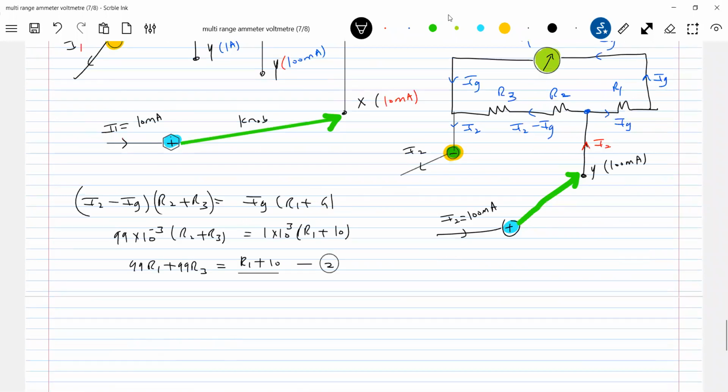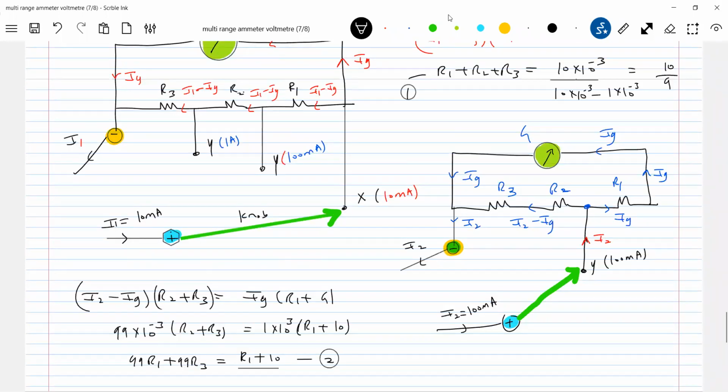Okay, this circuit is very important. As the range increases, the value of shunt should decrease here. Earlier, R1 plus R2 plus R3 was in parallel with the galvanometer. Now, R1 plus R2 will be parallel. So further, next the range will be 1 ampere.